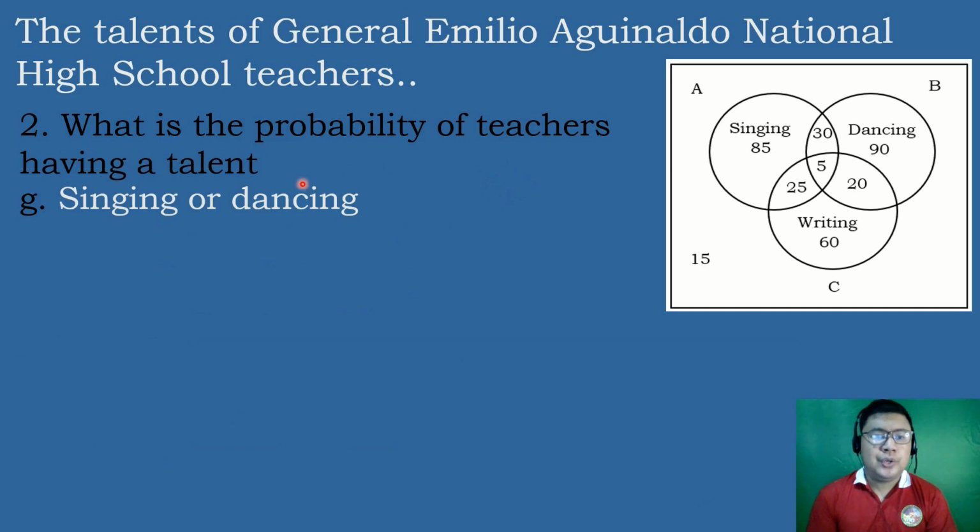Next question, what is the probability of teachers having a talent in singing or dancing? This time there is a word "or," and whenever there is a word "or," this is an example of probability of union of events. We will be identifying the given. Again, the sample space is equal to 330.